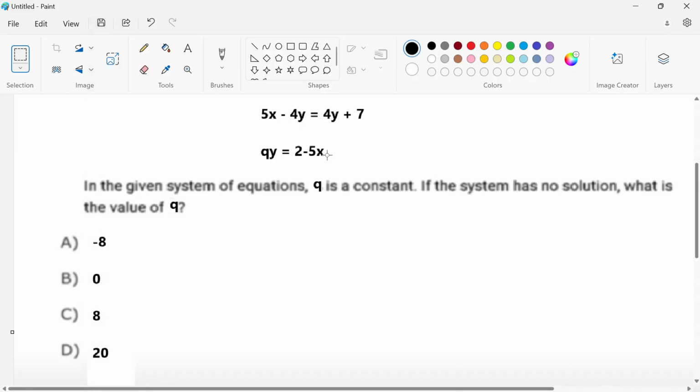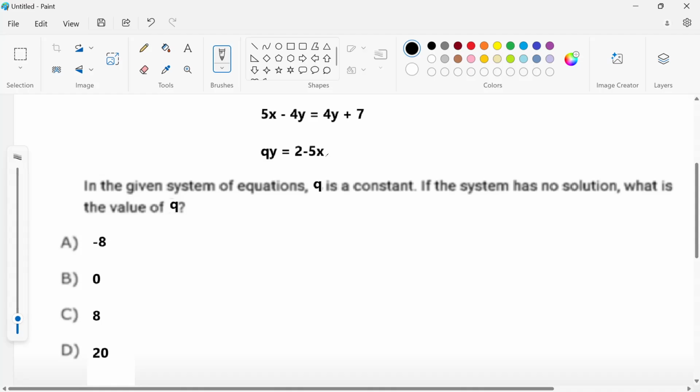Here's a question from the Digital SAT. I've changed numbers because this is on the question bank, and I don't want the answer ruined for people working question bank questions. So I've just changed values, but it's exactly like an official College Board question from their question bank. 5x minus 4y equals 4y plus 7, qy equals 2 minus 5x.